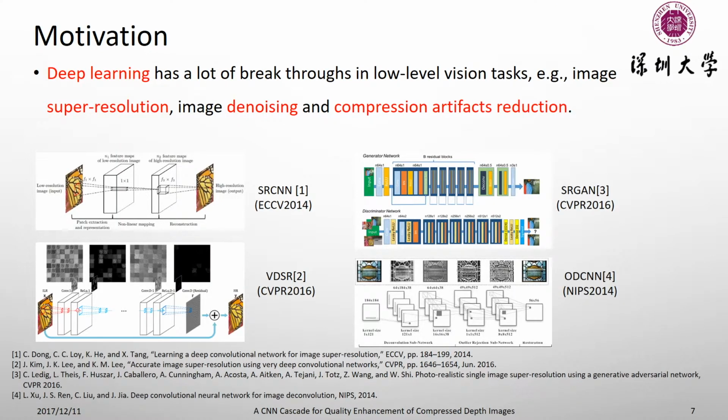Motivated by the success of deep learning on object detection and classification, it has also been applied to low-level visual tasks. For example, image super-resolution, image denoising, and compression artifacts reduction.